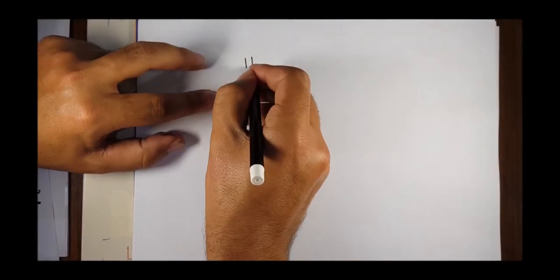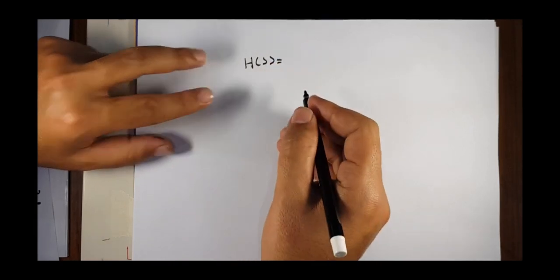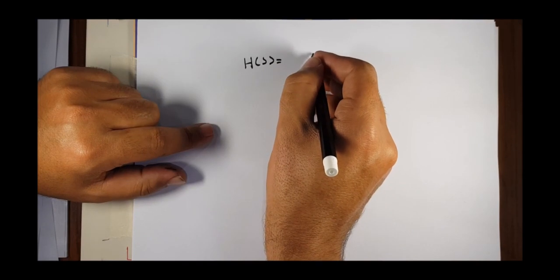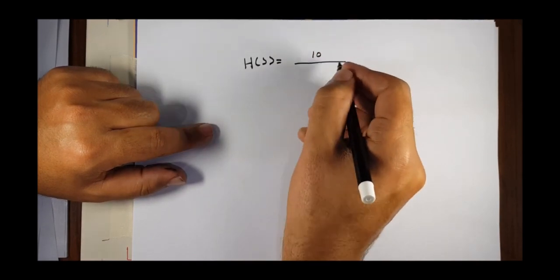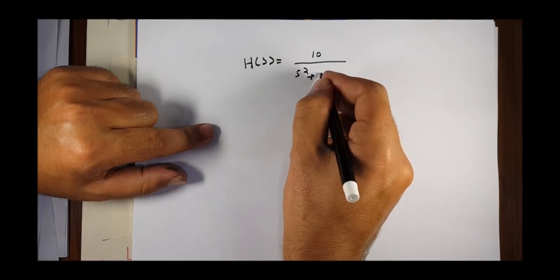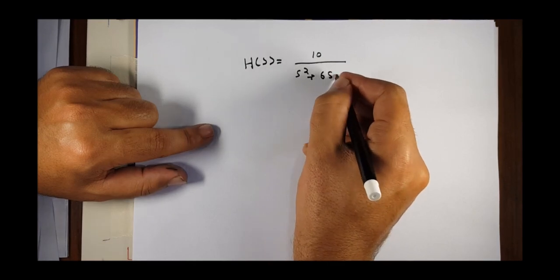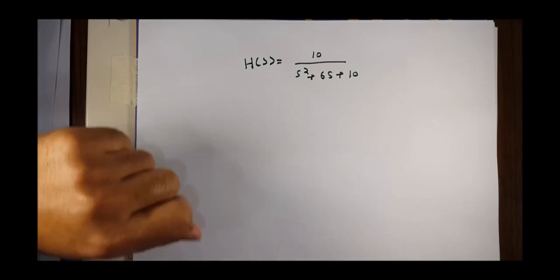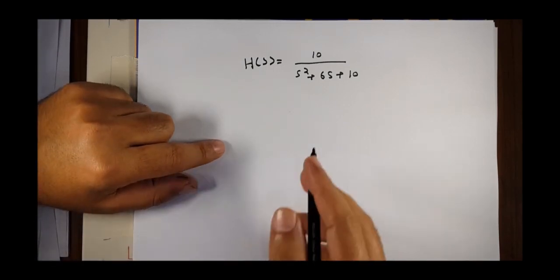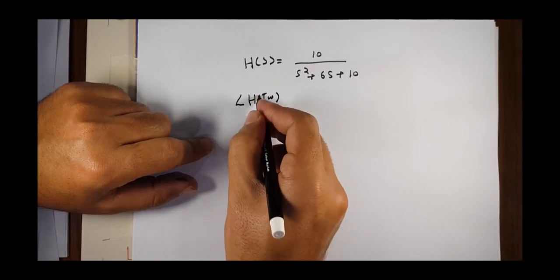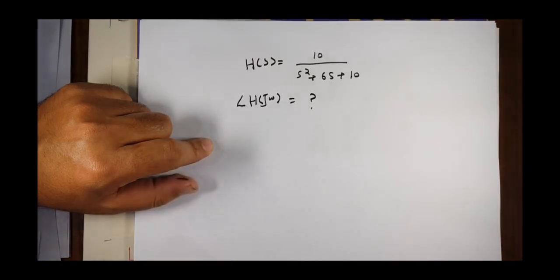Say we have a transfer function H of s, and say your transfer function is of this form: H of s is equal to 10 over s square plus 6s plus 10. Okay, you have this transfer function, and you need to draw H of j omega, the phase of H of j omega.